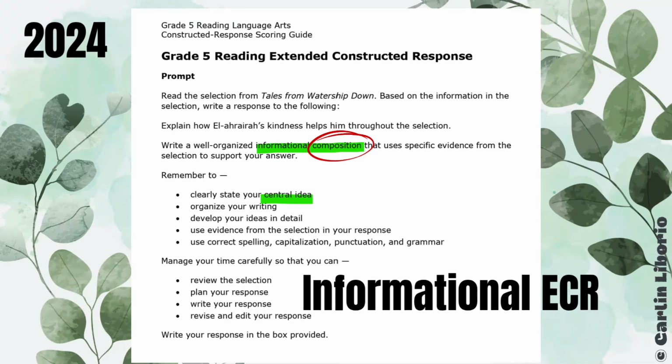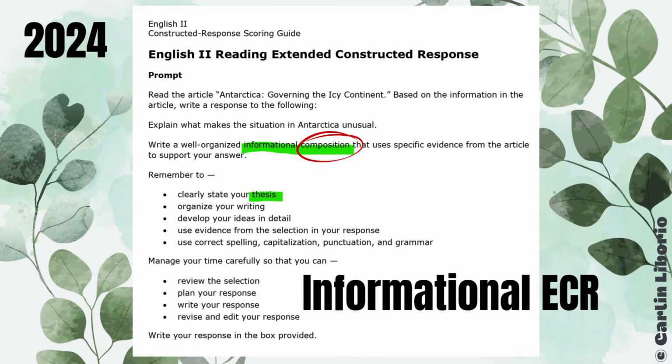But notice it has the word informational, and it usually is going to say central idea. If it is elementary school, it's going to say central idea; if it's sixth or seventh grade, controlling idea. And let's look at high school. In high school, they're going to change it to thesis. So this one says informational composition, but you might see some that say informational essay.